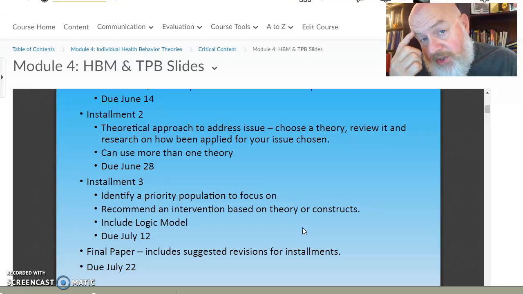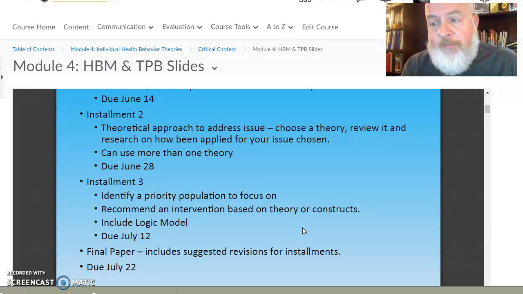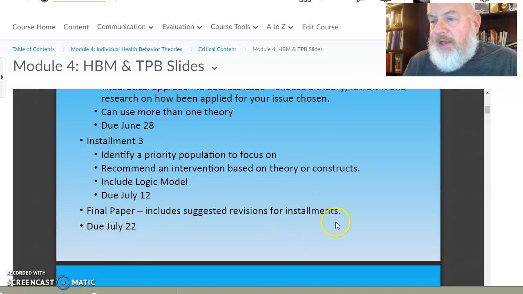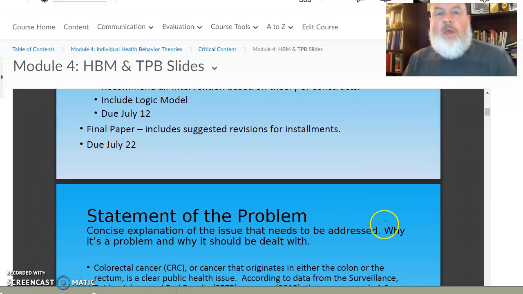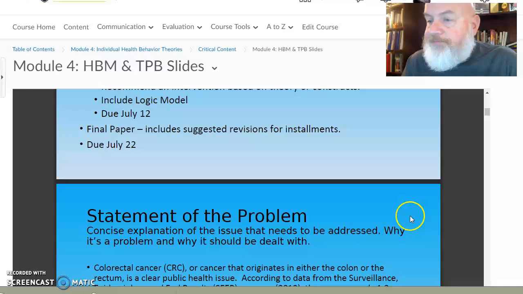On this third installment, you're going to include what we call a logic model, and we'll briefly talk about that here. And that's going to be due July 12th. And then, of course, your installments 1, 2, and 3, you're going to get feedback from all of that. And then from that, you'll craft your final paper. And that's going to be due July 22nd. So I hope that's helpful. And of course, if you've got questions, let me know.